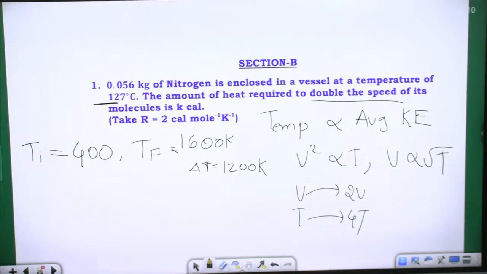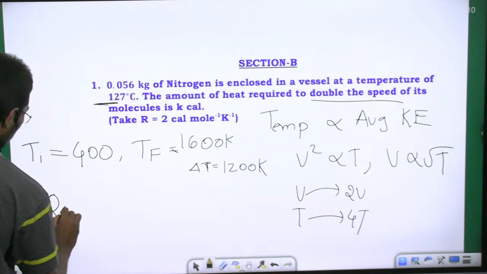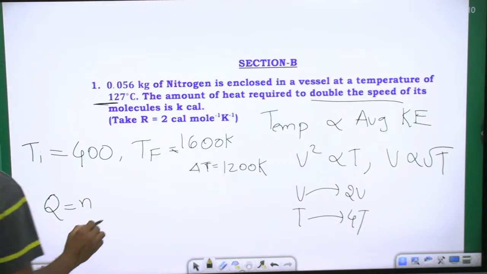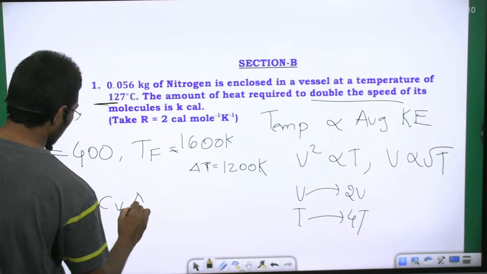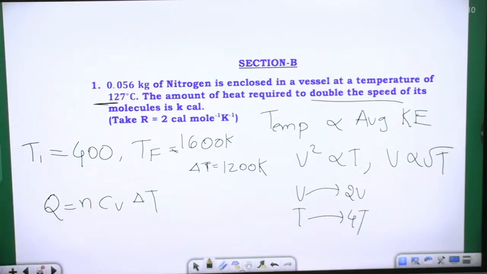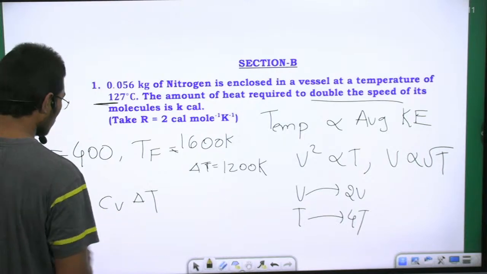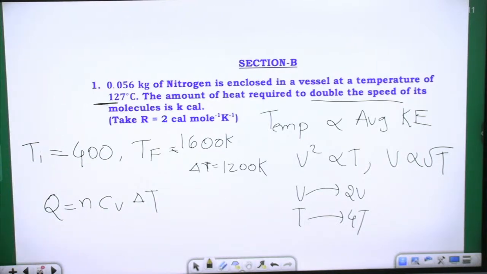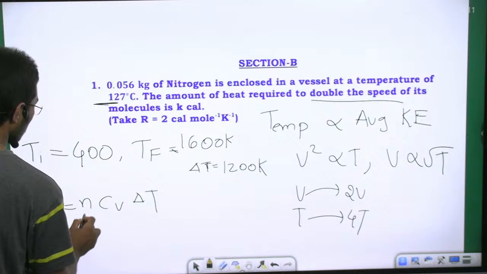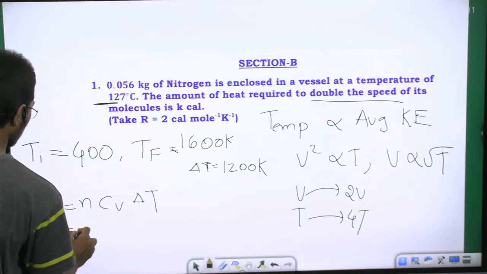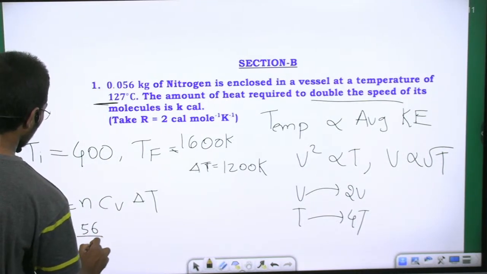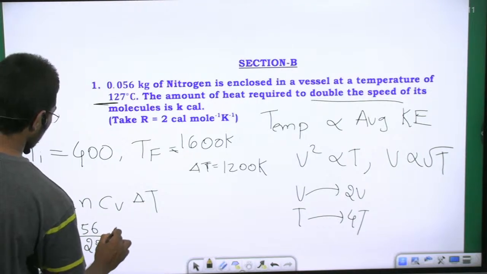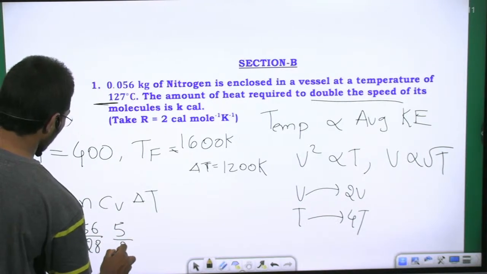See, what is the amount of heat required? Q is equal to N CV delta T. So heat supplied is equal to change in internal energy plus work done. Work done is 0, as it is enclosed in a vessel, so no work done. So Q is equal to delta U plus work done 0. Q is equal to delta U is equal to NCV delta T. So what is N? Given weight by molecular weight of nitrogen, 28. For nitrogen, CV is equal to 5 by 2 R.